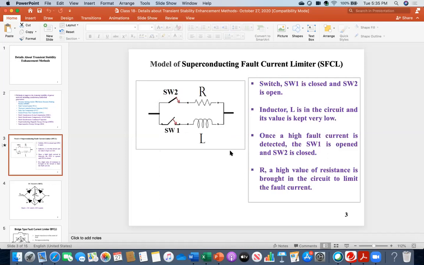In any simulation software, the inductor and the parallel resistance are used with the help of two switches. So this is the simulation model. That's why in the title I have written model of superconducting fault current limiter. Now in real practice, it's just a coil, only the L. You cannot see any resistance. So let me take you to the whiteboard for a moment. It will help you understand.